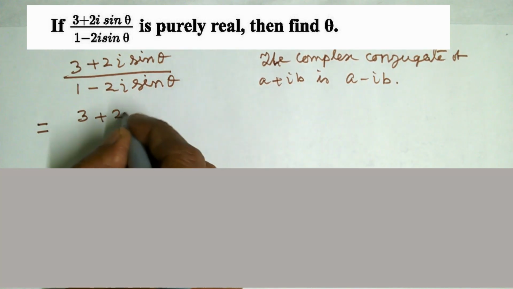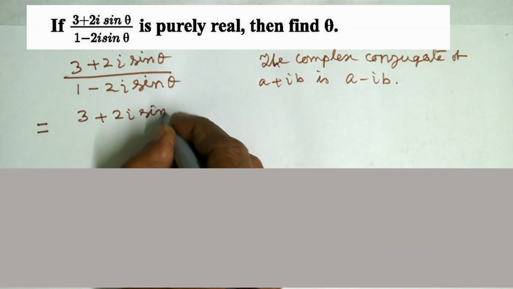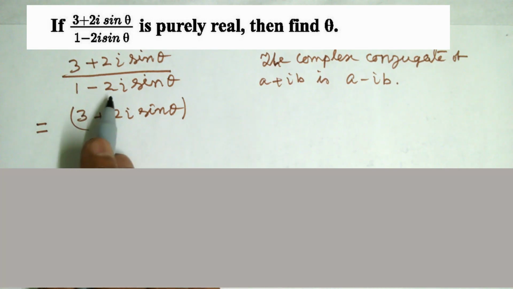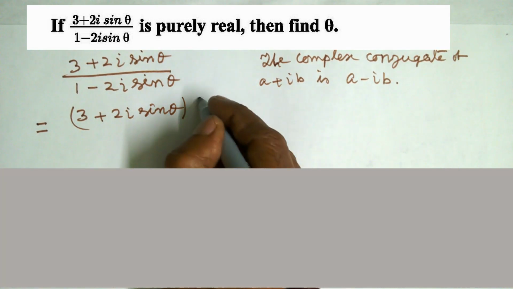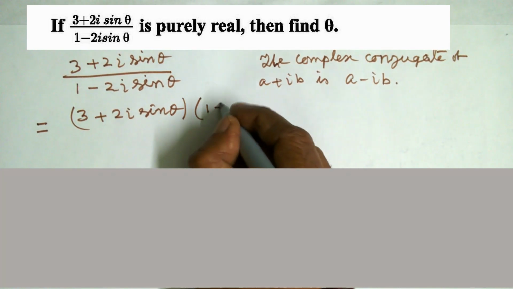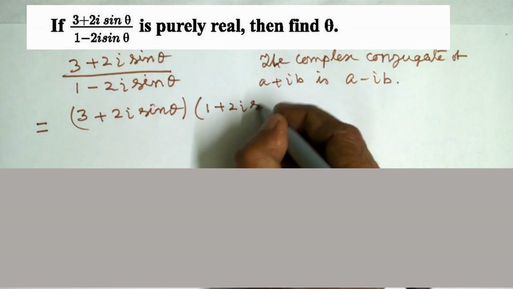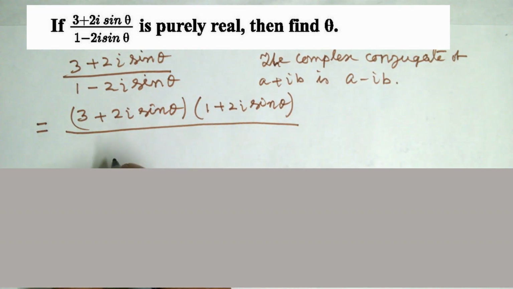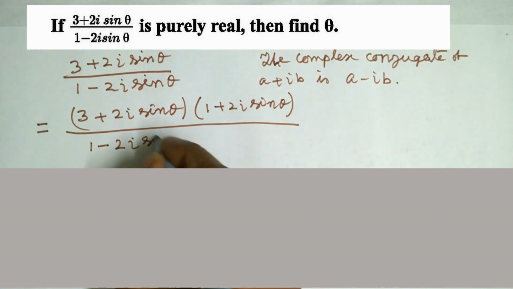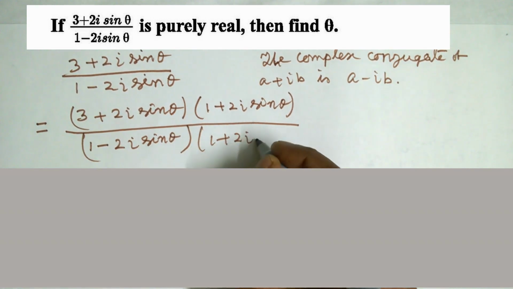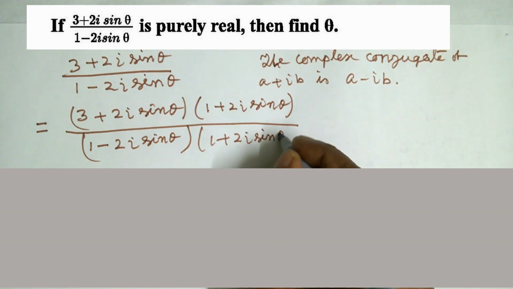3 plus 2i sin theta, multiply numerator and denominator by the complex conjugate of the denominator. Replacing i by minus i, this will be 1 plus 2i sin theta. So now the denominator will be (1 minus 2i sin theta) into (1 plus 2i sin theta).